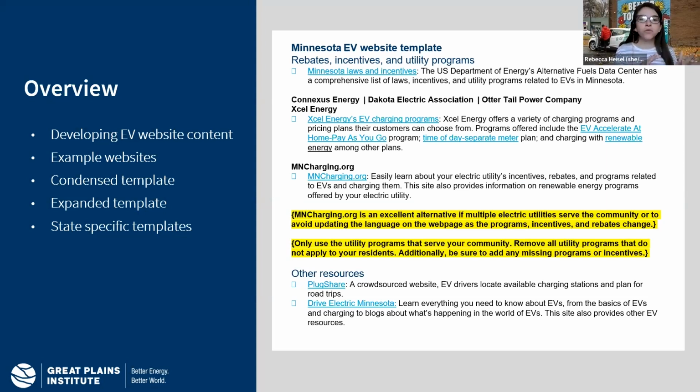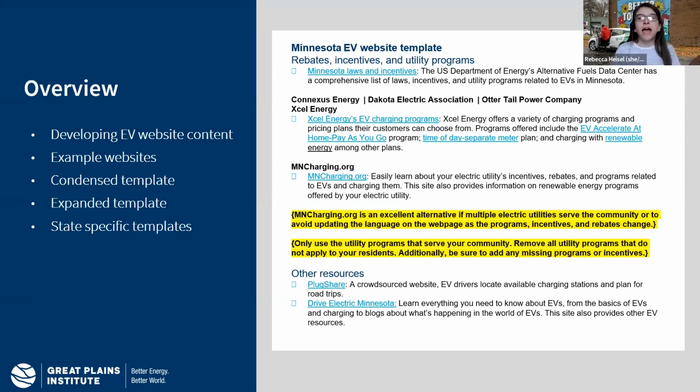The condensed version provides that very brief overview of EVs and really focuses mainly on providing a select few links that will provide additional information to your residents, whereas the expanded version really provides those longer text passages and some links that you can just copy and paste and use directly onto your website.